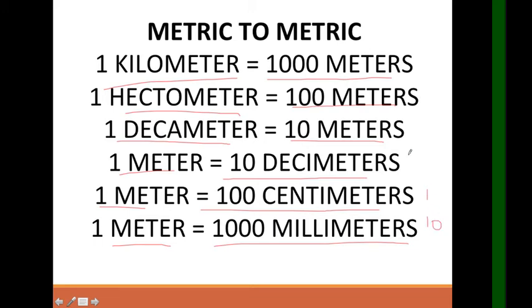So, ibig sabihin, ang 1 decimeter ay equivalent sa 10 centimeters. Parang ganun siya. So, nagmumultiply siya. Okay? So, 10 times 10 is 100. Then, 100 times 10 is 1,000. Parang ganun siya. Ganun yung paglaki ng ating measurement. Okay? So, ito yung ating metric to metric. So, naipakita ko na yung English to English saka metric to metric.